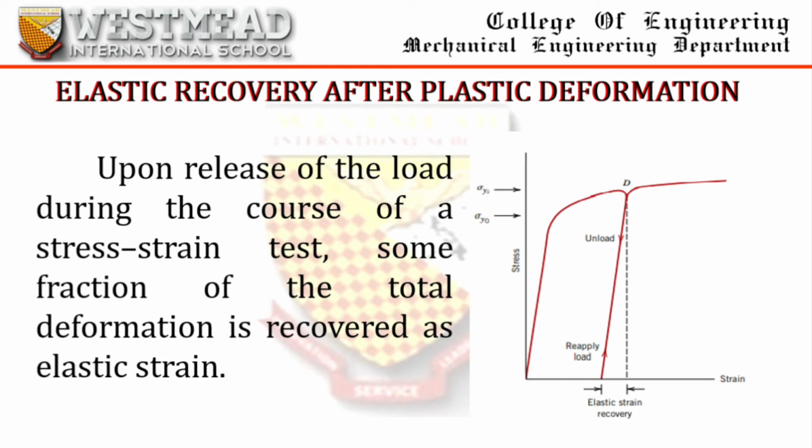Elastic recovery after plastic deformation refers to the temporary shape change that is self-reversing after the force is removed, so that the object returns to its original shape. It is called elastic deformation. When the stress is sufficient to permanently deform the metal, it is called plastic deformation. So, upon the release of the load during the course of a stress-strain test, some fraction of the total deformation is recovered as elastic strain.